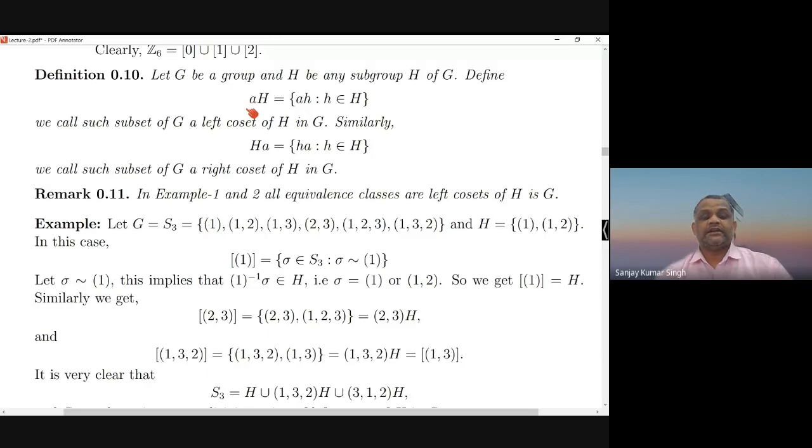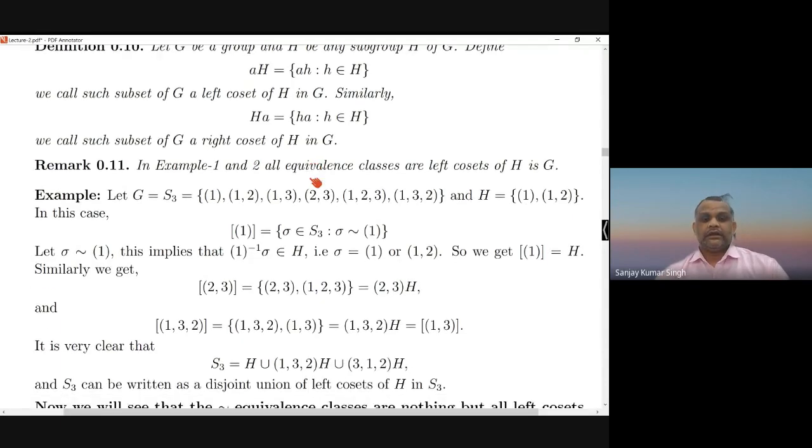Let G be a group and H be any subgroup. Then I am defining a set AH, where A is any element in G, and this set contains all elements which are the product of A with any element in H. So any element of the type AH, where H belongs to H, is in this set. Similarly, I define a set HA, which has all elements of the form HA, where H belongs to capital H. The first one I will call the left cosets of H, and the second one I will call the right cosets of H.